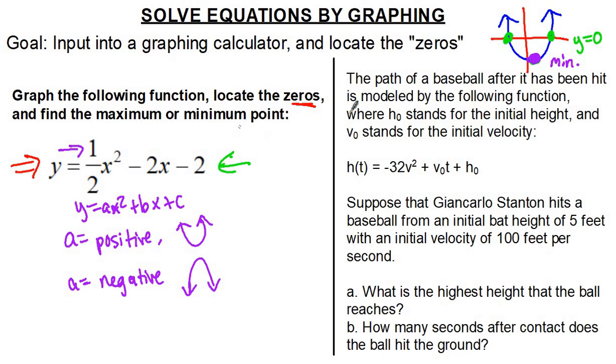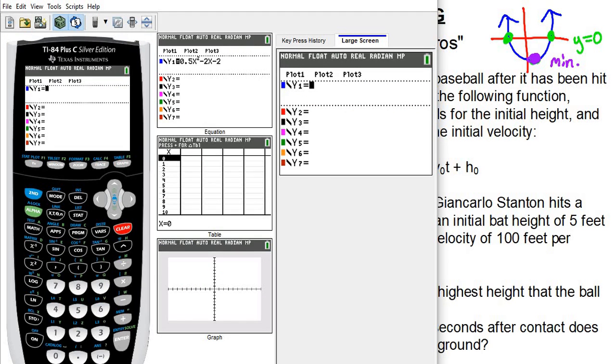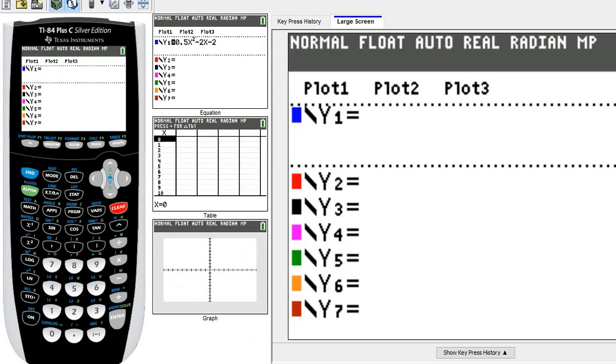Alright, so let's enter this in right now. 1/2 x squared. I'm going to put in 1/2 as 0.5. It's a little bit easier to do that on the graphing calculator. So let me just see if I can expand that a little bit larger so you can see. So we have 0.5 x squared. The x button is kind of towards the top of the calculator, and then the squared. Every time I click a button it's going to light up in red so you can see it. And then after that we had minus 2x, and then minus 2.